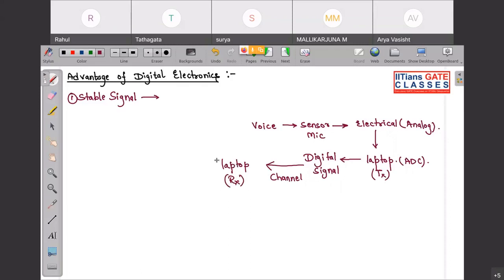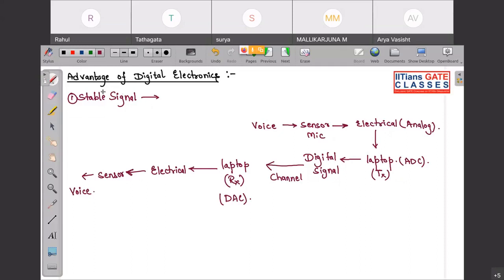Now your laptop also has a DAC, digital to analog converter. This will convert the digital signal to an analog signal, and again to an equivalent electrical signal. And with the same process, there is a sensor which converts this electrical signal to a voice signal, or you can say auditory signal. So this is the whole process.